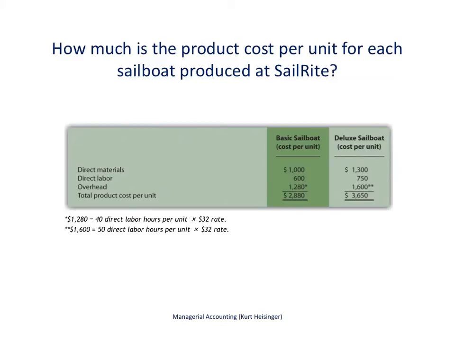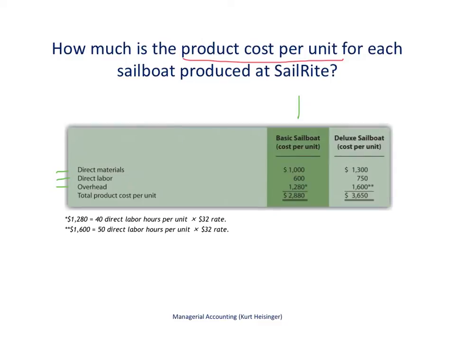Here's the detail that shows us the product cost per unit for each boat that we produce. And this is very important information for most companies. They want to know how much it costs to produce their individual products. So here's our product cost per unit. Again, product cost per unit includes direct materials, direct labor, and overhead, all added together.